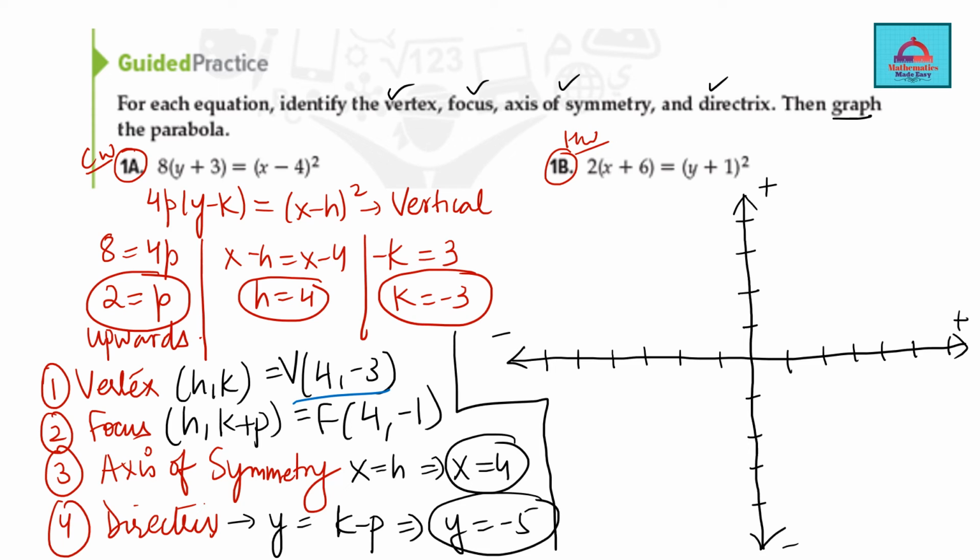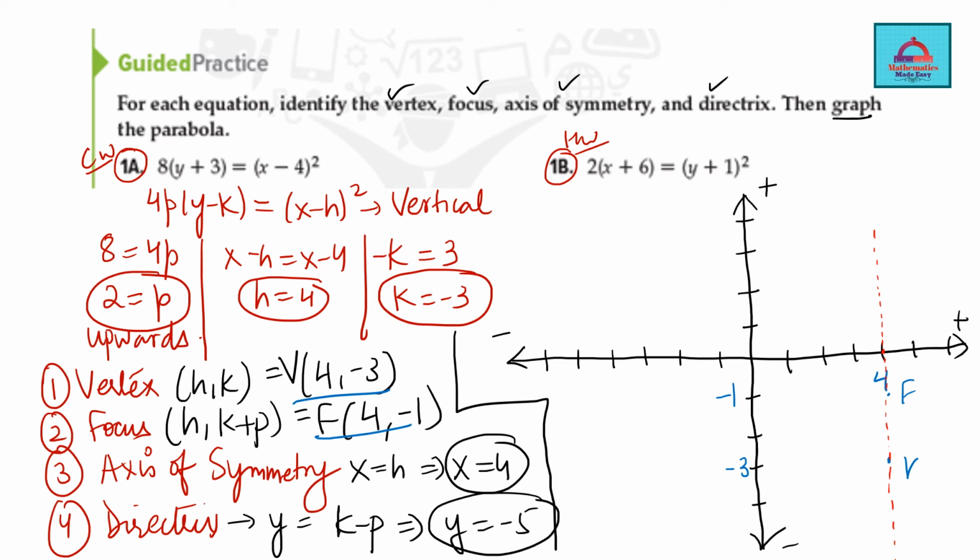So first we need the vertex, that is 1, 2, 3, 4, x is 4, y is minus 3. So this is minus 3, so this is the point V. Next we need focus, which is x equal to 4, y is minus 1, so this is my focus. Next, we need axis of symmetry, which is x equal to 4. So because it's a vertical parabola, the axis of symmetry will be vertical as well. So this is the point x equal to 4. So the axis of symmetry is going to pass through this. So it's a vertical parabola.